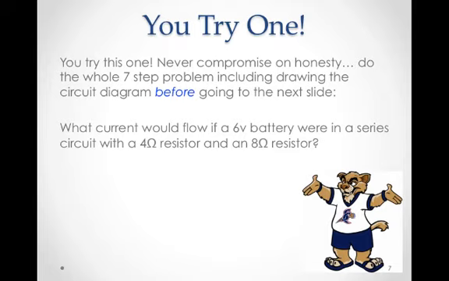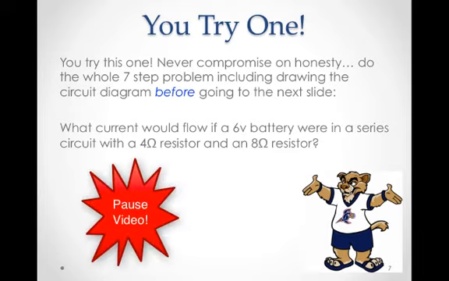Do the whole 7-step problem, including the drawing circuit, before going on to the next part of the video here. What current would flow if a 6-volt battery were in a series circuit with a 4 ohm resistor and an 8 ohm resistor? Come back when you're ready.